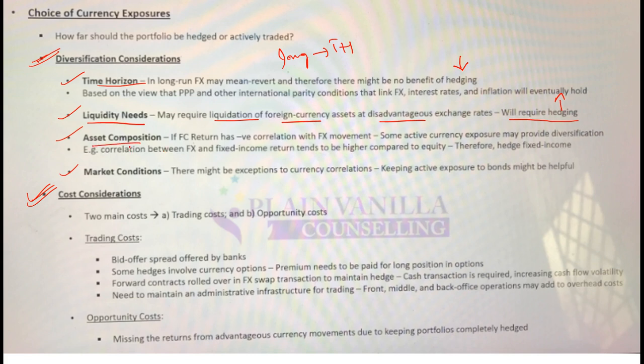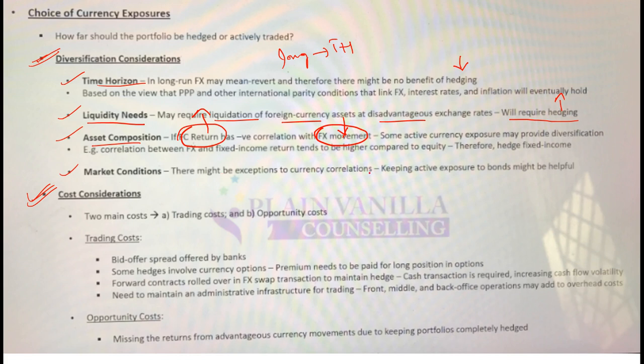Asset composition. If your foreign currency return has negative correlation with FX movement, that means you have a diversification benefit. That is, even if you are having a negative movement here, the foreign currency return will be higher to offset that. In that case, you have a natural hedge and you have diversification benefits from keeping it unhedged.